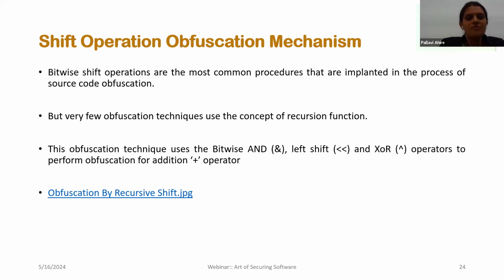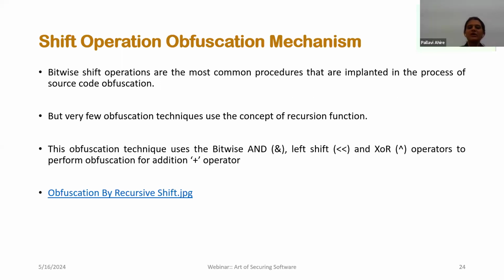In this particular obfuscation mechanism, the concept of bitwise shift operators is used. These are the most common procedures which are actually used in the process of source code obfuscation, because many of the mechanisms which are developed by us and by other researchers or scientists have also used the shift operation obfuscation mechanism widely. That's what I have mentioned, that these are the most common procedures which can be used in source code obfuscation. But very few obfuscation mechanisms use the concept of recursion, which we have used. So shift operation along with recursion, we have used, and we have made the code very difficult to understand.